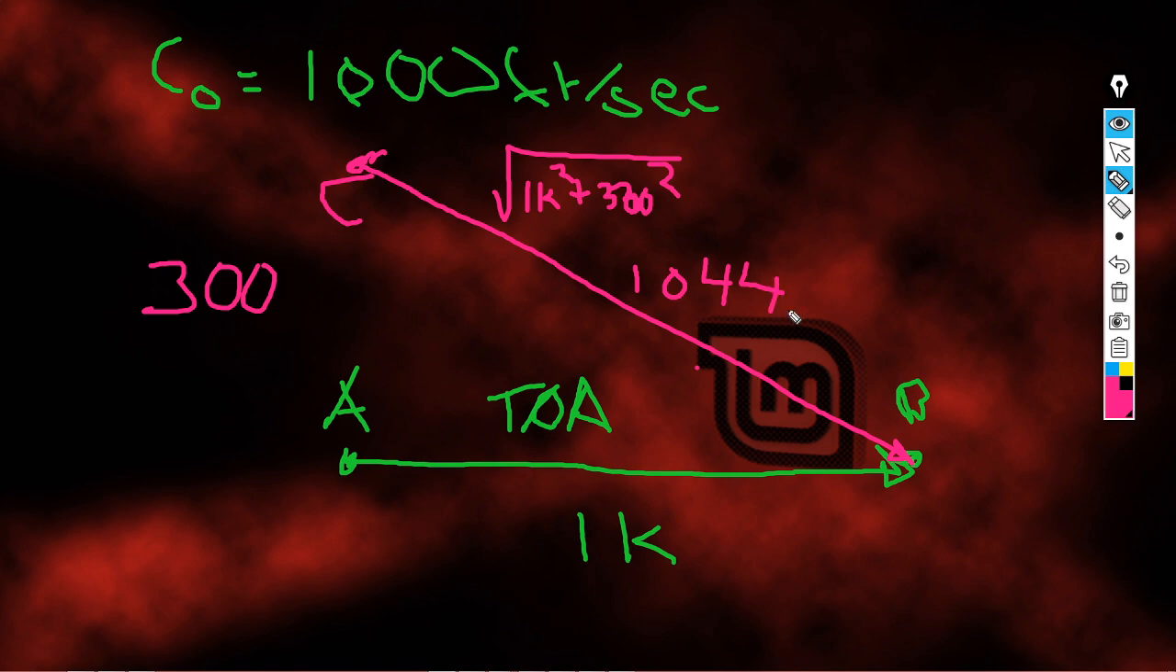Okay, so in that case, the time of arrival of that sound from point C to point B is 1.044 seconds, or 44 milliseconds longer than the time of arrival there. So if both C and A fire at the same time, the sound from point A gets there at 1 second, and the sound from point C gets there at 1.044 seconds.